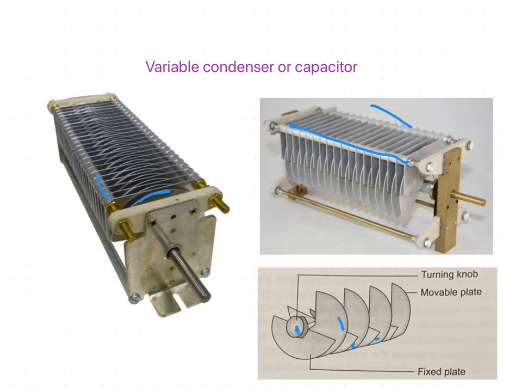Here you can see the movable plates moving in and coming out, thereby changing the common area of plates as well as the capacity of the capacitor. When all the surfaces of both sets of plates are fully interleaved, the capacitance is at maximum. So this is about the variable condenser or capacitor.